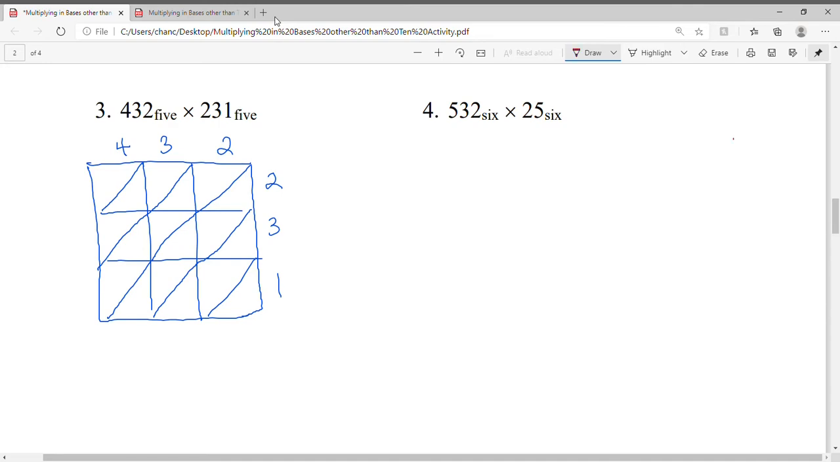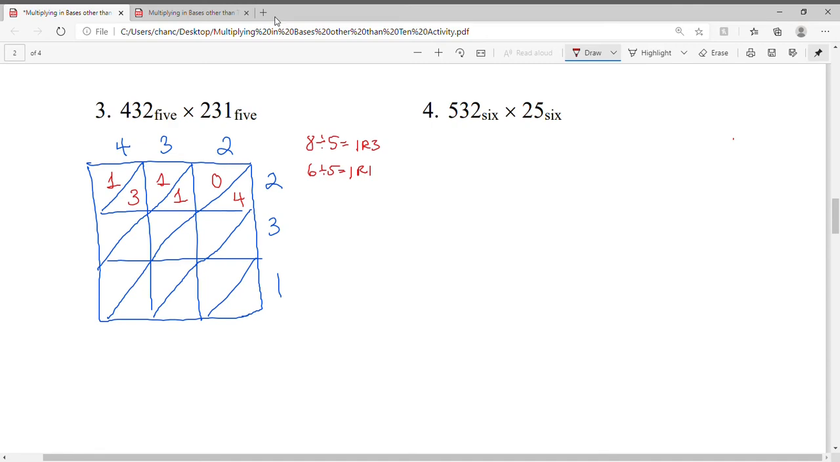This is base 5, so we'll start 4 times 2, that's 8. 8 does not exist, base 5, so divided by 5, 1, remainder 3. Put the 1 and a 3. 3 times 2 is 6, does not exist in base 5, that's 1, remainder 1. 2 times 2 is 4, that does exist, so we'll put a 0, 4.